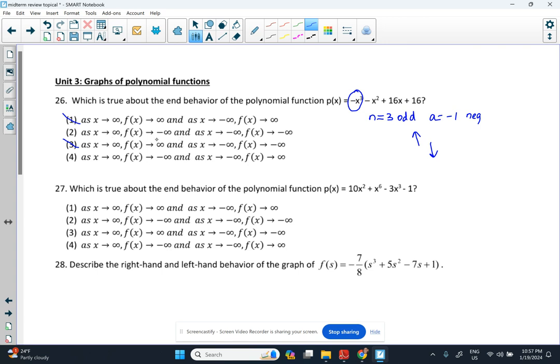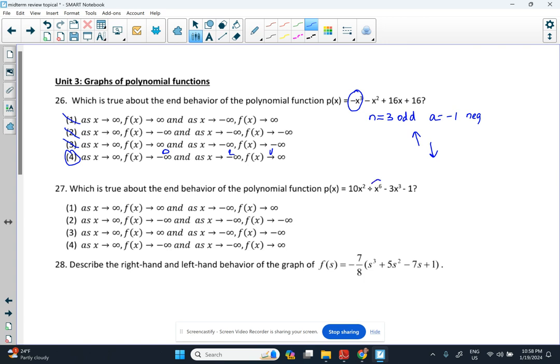So as you're going to the right, you're going down. And as you're going to the left, you're going down. Well, that's not correct. So let's look at 4. As you're going to the right, you're going down. And as you're going to the left, you're going up. So that's our answer.